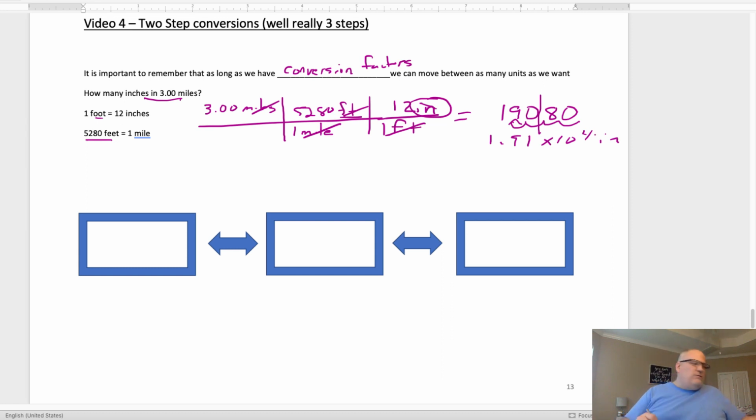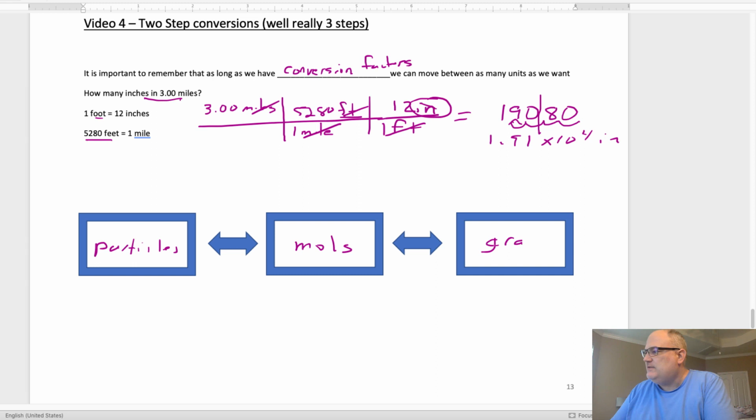Now, we're not going to be working with feet and inches and whatnot, but I want to go back to the stuff that we've been working with up to this point. And we've been dealing with particles over here. That's particles. Moles in the middle. And over here we've been dealing with mass, but I'm going to call mass grams today just to make it a little bit simpler.